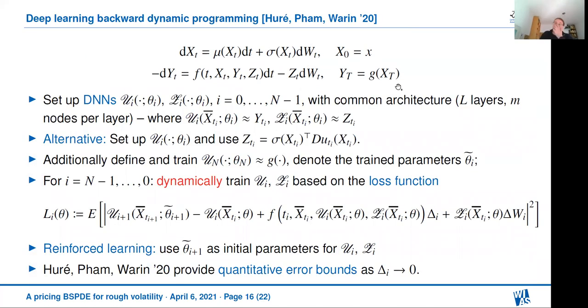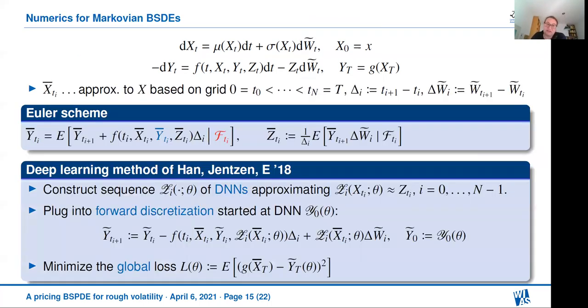Okay. Now, soon afterwards, there is this very nice paper by Huré, Pham, and Warin, who basically look at this and say, well, but this is absolutely not necessary. We can go back and train the neural networks individually, basically using dynamic programming, if we discretize the BSDE backward in time rather than forward in time. And if you want, this is a very trivial observation, because what they are basically saying is, let's compute the conditional expectation by nonlinear regression using deep neural networks. Okay? Linear regression would be the most standard method to compute conditional expectations. And they just say, let's try deep neural networks.